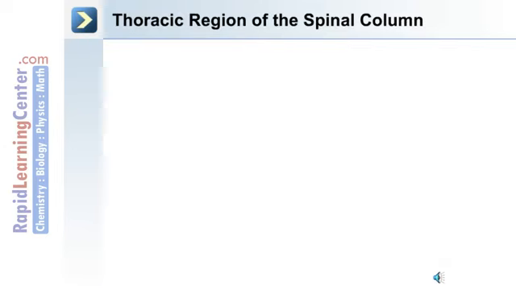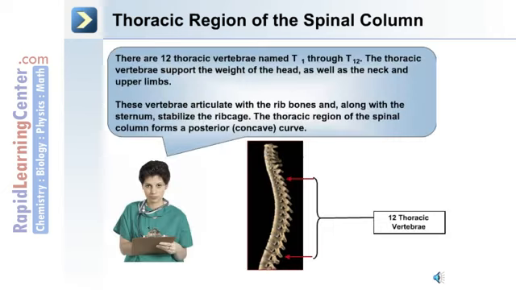The next region of the spinal column we'll discuss is the thoracic region. There are 12 thoracic vertebrae, named T1 through T12. The thoracic vertebrae support the weight of the head as well as the weight of the neck and upper limbs. These vertebrae articulate with rib bones, and along with the sternum, they stabilize the rib cage. The thoracic region of the spinal column forms a posterior or concave curve.